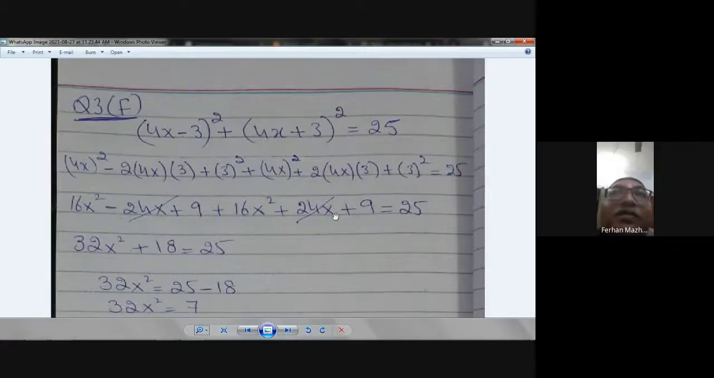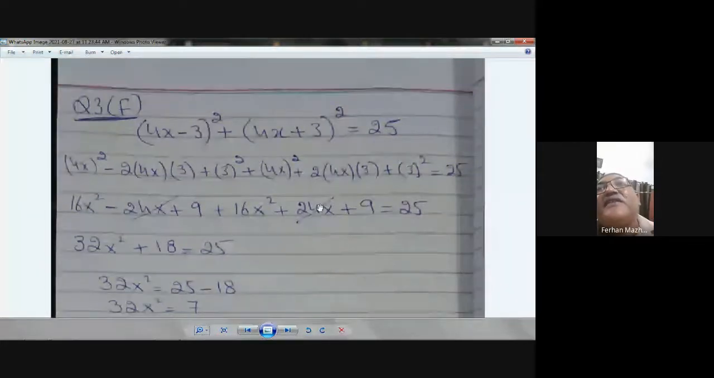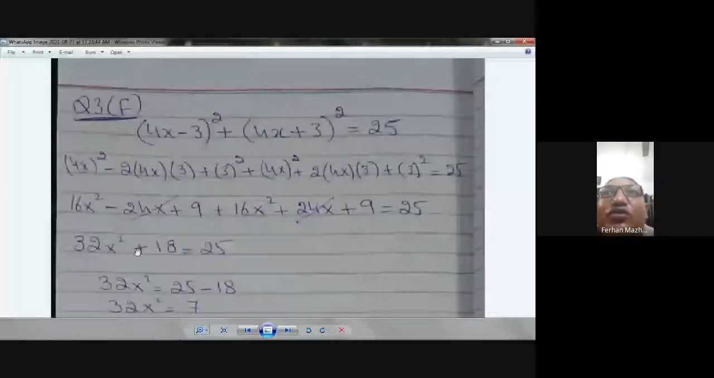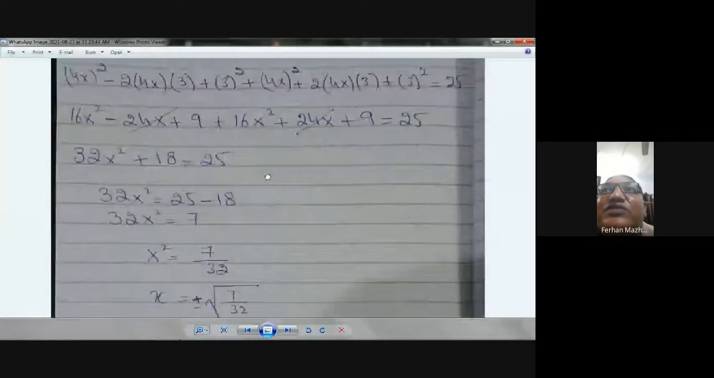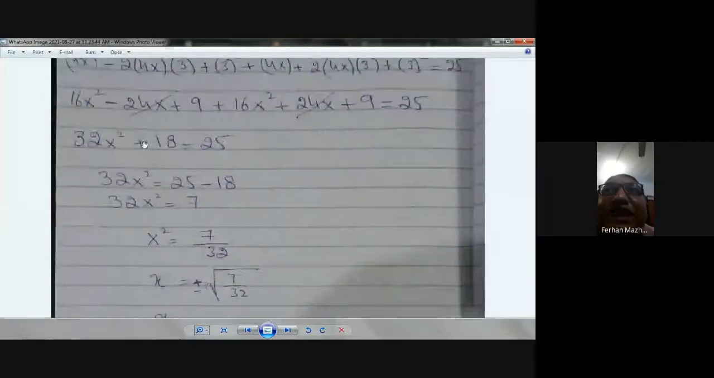You see this minus 24x and this plus 24x, they will cancel each other. So now I have 16x square plus 16x square, that will give you 32x square. 9 plus 9 will be 18, equals 25. Now I will take this 18 to the right side, where it will be subtracted. So now I have 32x square equals 25 minus 18, so 32x square equals 7. Then I will take this 32 to the other side, so x square will be equal to 7 by 32.